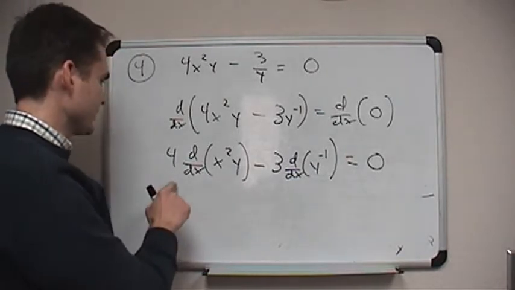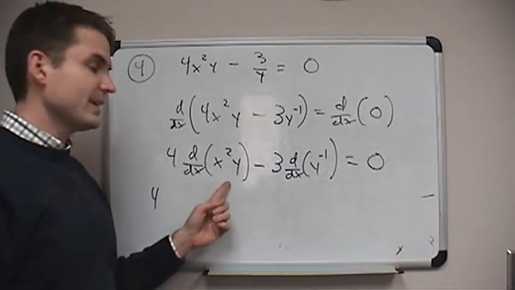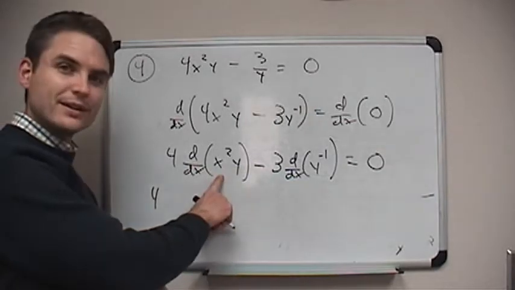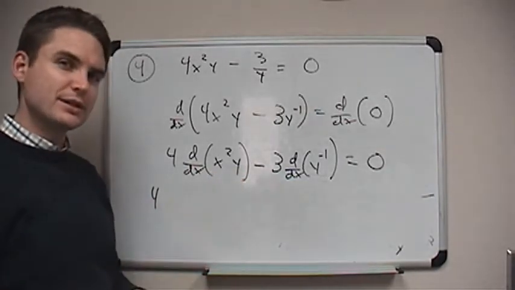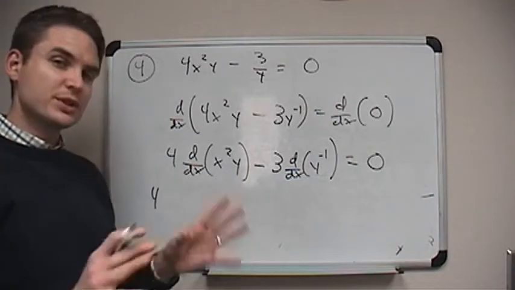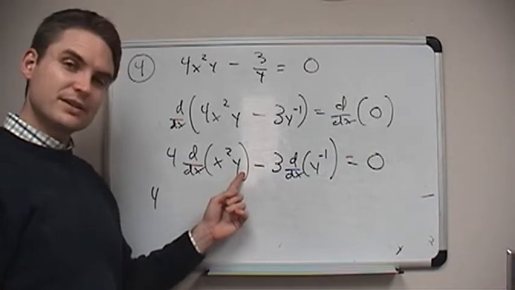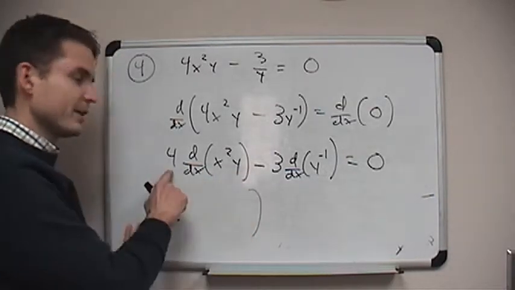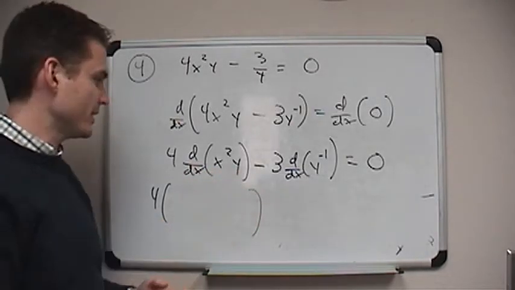Okay. So what about this? Well, if you look at this, you actually can't get by too easily. You need the product rule here. We've got x squared, a function of x, times y, which we treat as a function of x. So it's just the product rule. This is our first function, x squared. This is our second function, y. Okay. So what am I going to multiply 4 by? Well, I'm going to multiply it by this derivative, which comes from the product rule.